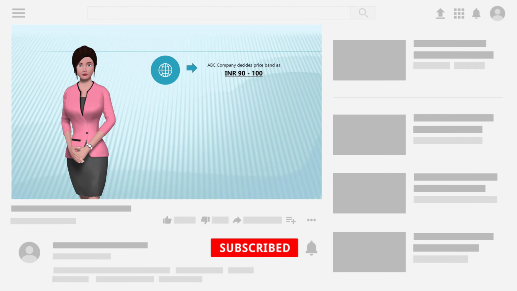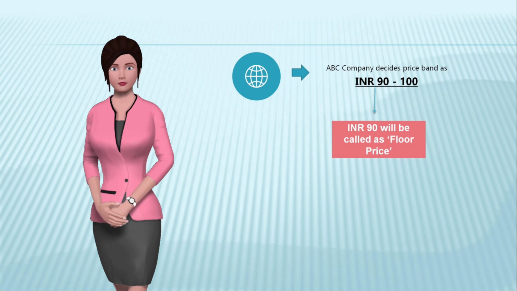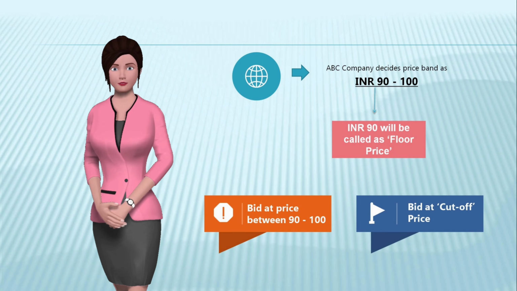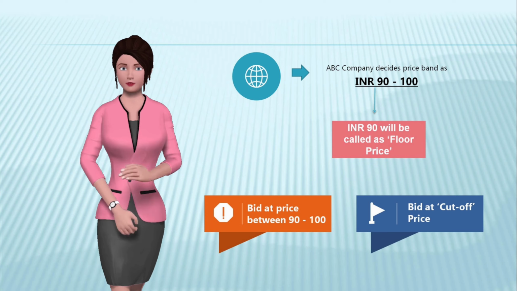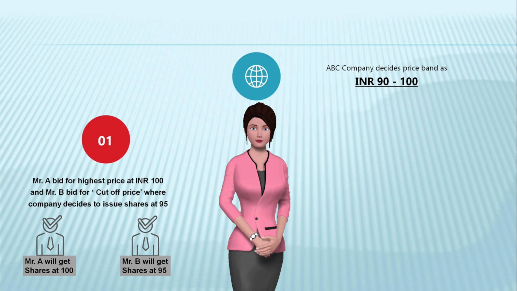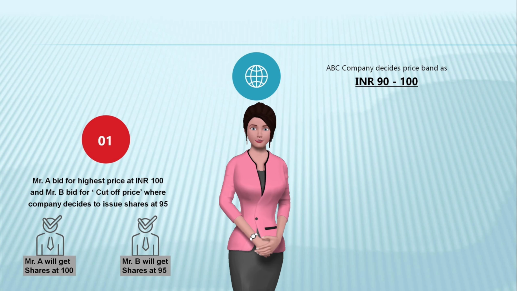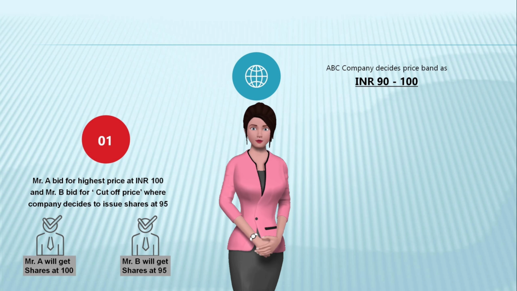Suppose company ABC launches an IPO with a price band of Rs 90 to 100, then here Rs 90 becomes the floor price, which is the lower price of the price range. Now a retail investor can choose any price to bid falling in the price band, that means prices between 90 to 100, both inclusive, or opt for cutoff price. Let us assume Mr. A bid with the highest price at Rs 100 and Mr. B bid at cutoff price, where the company decides to issue shares at 95 rupees. Then Mr. A, who applied at the upper band, will get allotment at 100 rupees and Mr. B will get benefited, who will get allotment at 95 rupees.